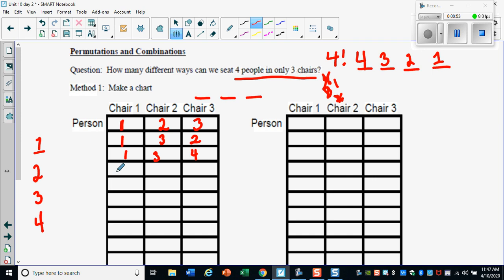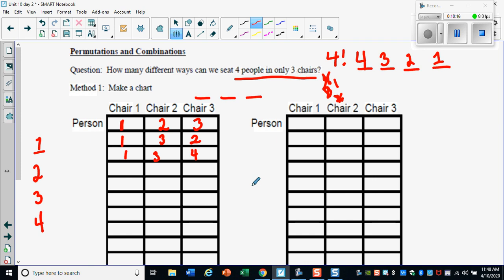Okay, so basically, what are all the possibilities with person 1 being first? What are all the possibilities with person 2 being first, person 3 being first, and then person 4 being first? So go ahead, take a minute. I'd like you to try setting this up, see how you do. Please hit pause in the recording and see if you can get the correct number of arrangements.